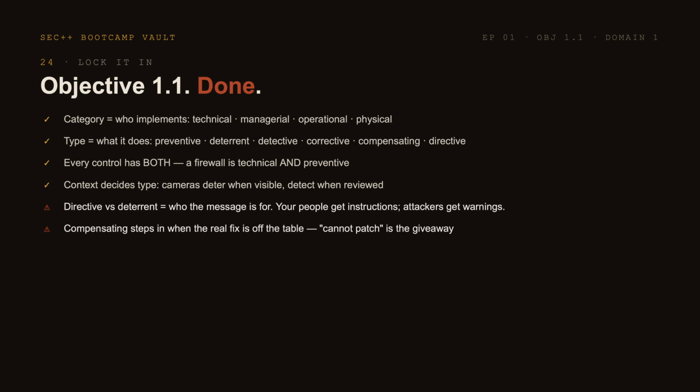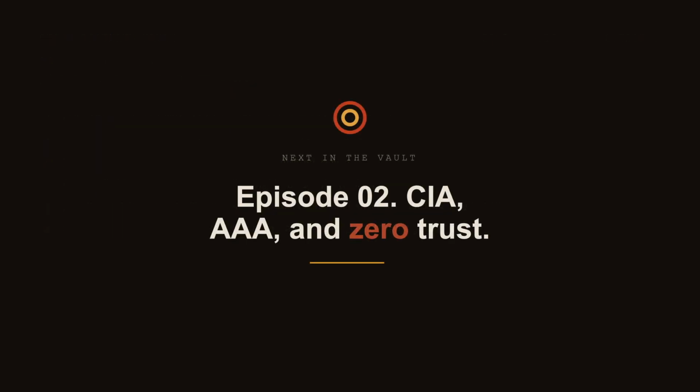And remember the three traps. Directive versus deterrent comes down to who the message is for. Compensating needs a real fix that is off the table. And always check whether the question wants the category or the type. That is Objective 1.1. Done.